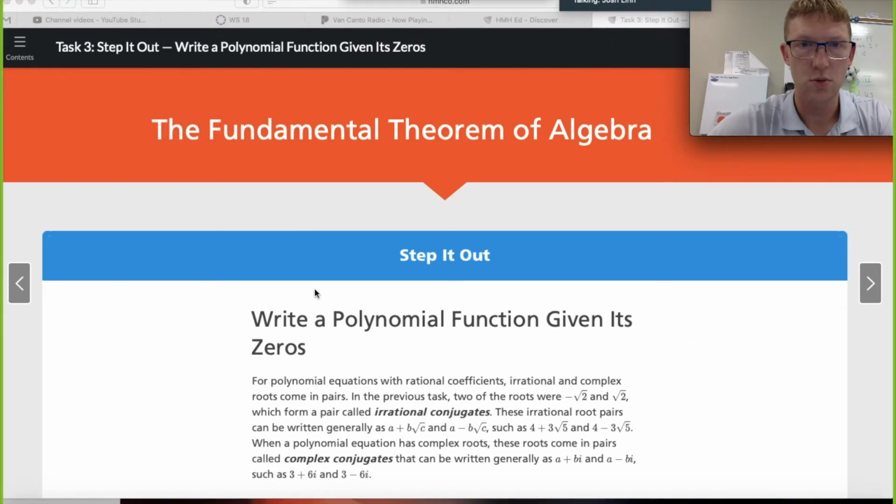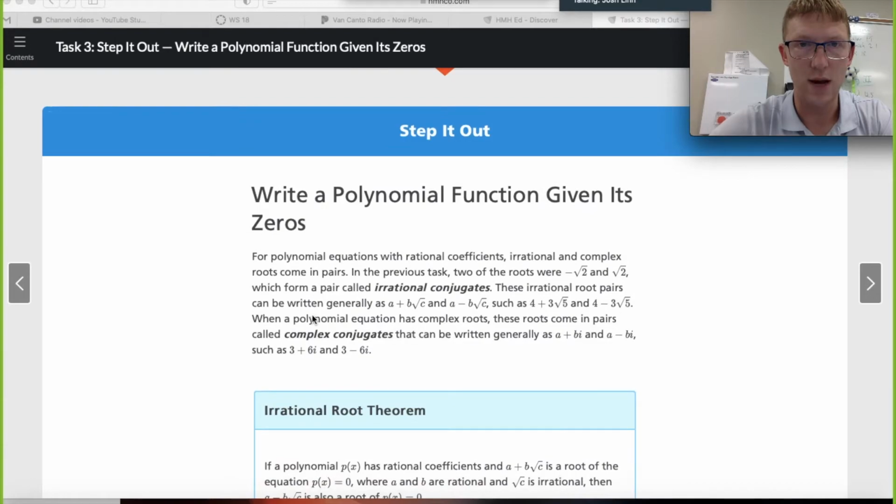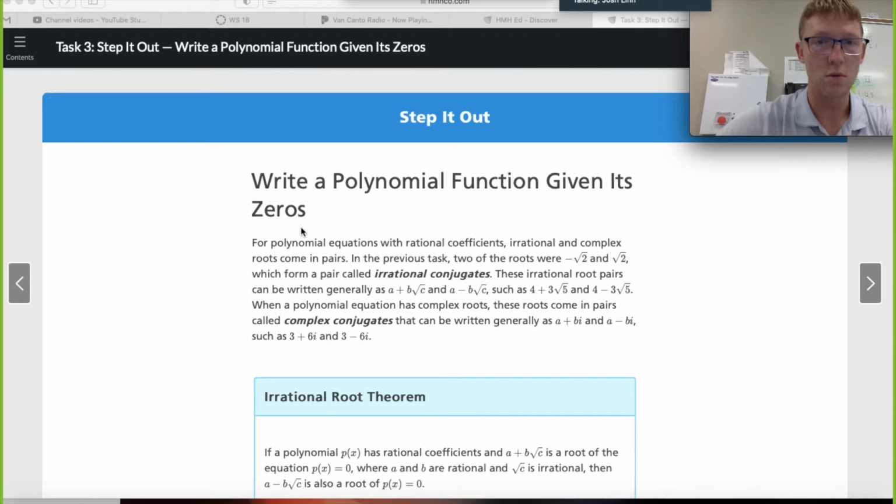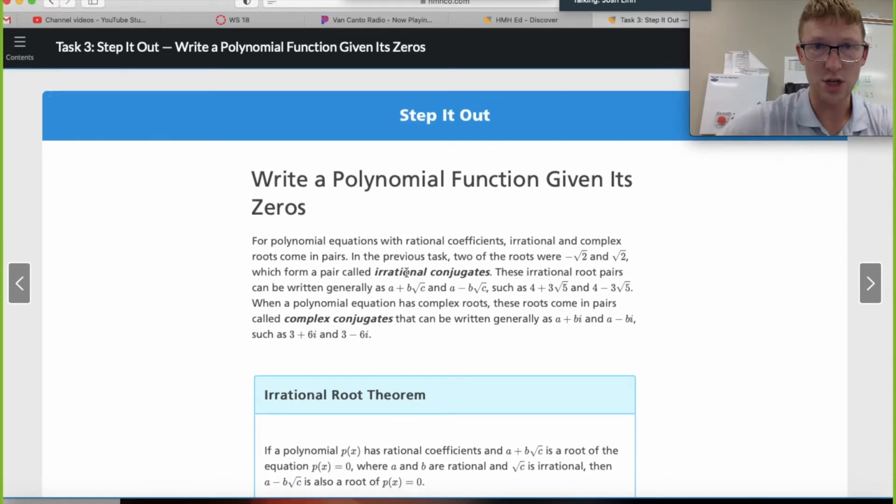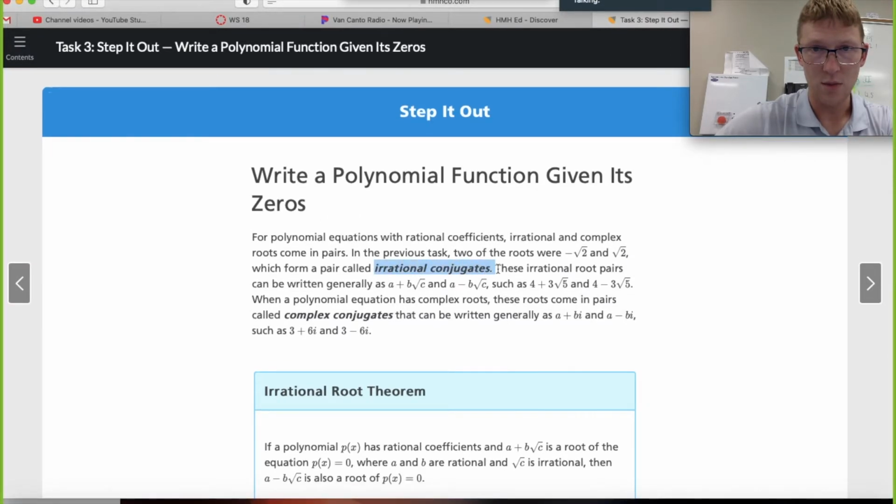Okay, so now our next job is to write a polynomial function given its zeros. We started with a function in standard form and found the zeros. Now we're going to be given the zeros, and we need to find the function. So a couple of things we got to know. We have these irrational conjugates, and then we have complex conjugates.